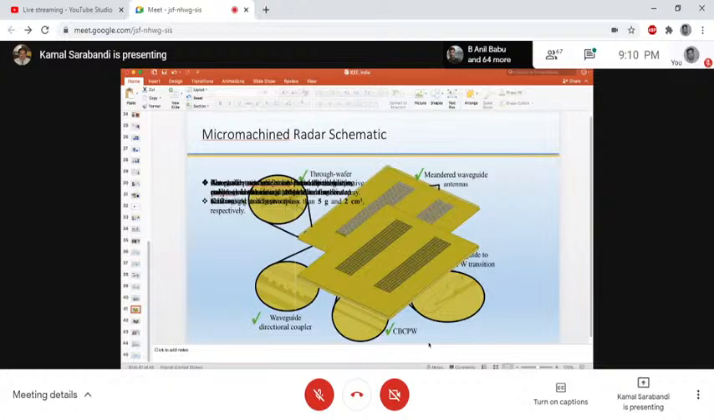So Biplab is asking, can we expect antennas at terahertz frequency in the coming future? And what applications can it be used for? Is the fabrication feasible? Yeah, I mean, we can design antennas at any frequencies, up to infrared.